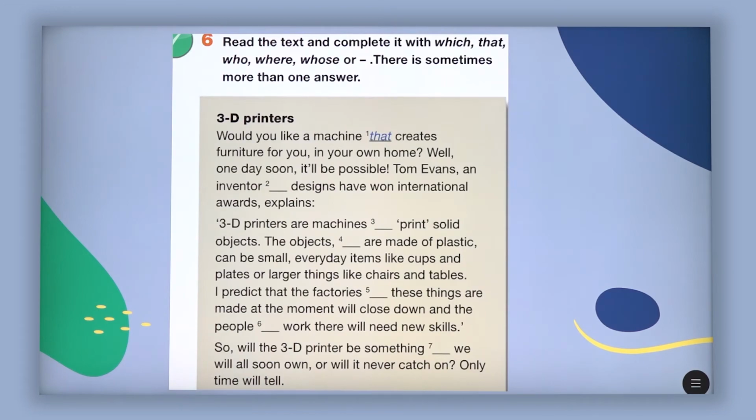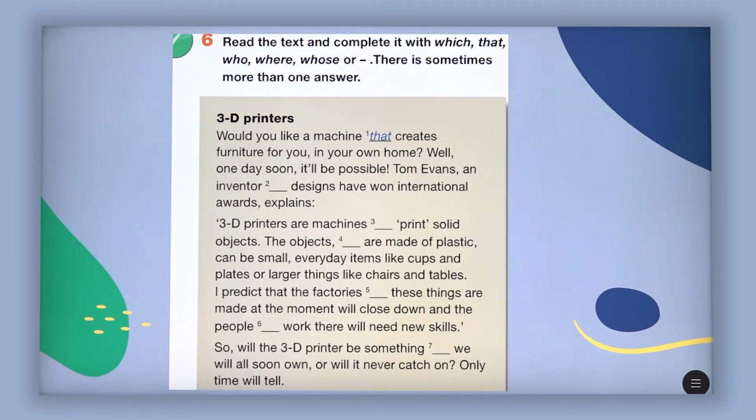So now we are going to see the next exercise, which is reading the text and completing it with which, that, who, where, whose, or none. There is sometimes more than one answer. 3D printers. Would you like a machine that creates furniture for you in your own home? Well, one day soon it will be possible.